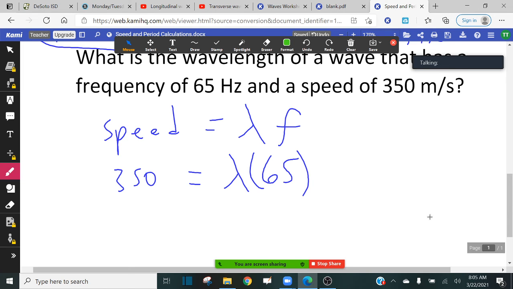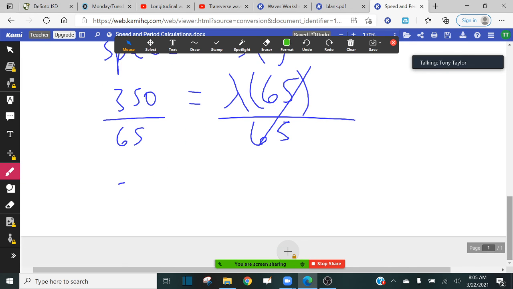So how do I solve this equation for wavelength? Again, this symbol here, lambda, just means wavelength. So I would divide this side of the equation by 65. That goes away. Whatever I do to one side of the equation, I have to do to the other. Therefore, 350 divided by 65 is equivalent to my wavelength.